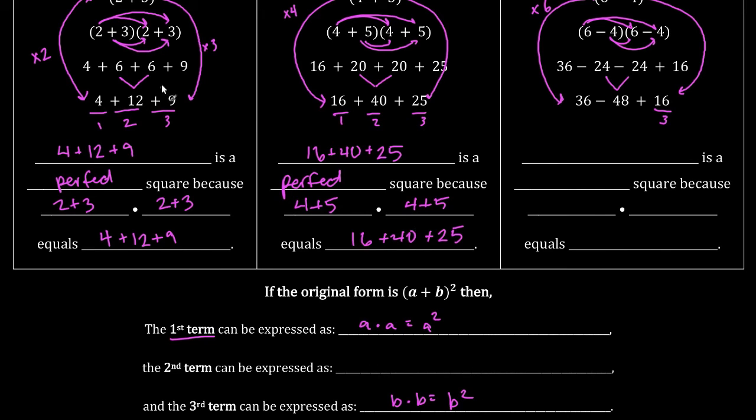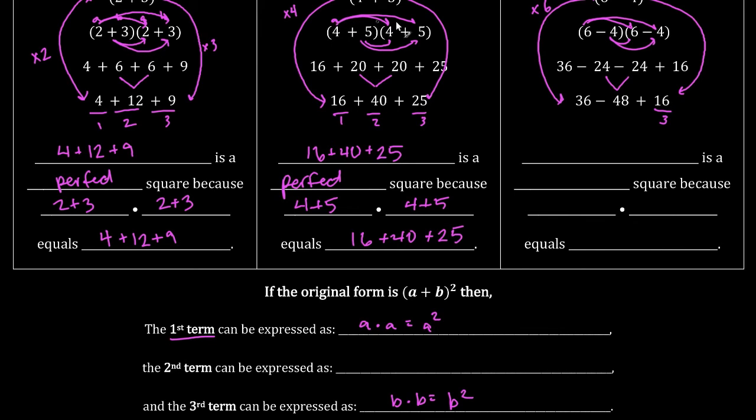But how do we get this middle one, this 12? How do I get this 40? How do I get this negative or minus 48? Now if I look here, I have 2 6s. I have 2 20s. I have 2 negative 24s. How did I get that? Remember, this is a and this is b. I did a times b to get 6, and then I did b times a to get the other 6.